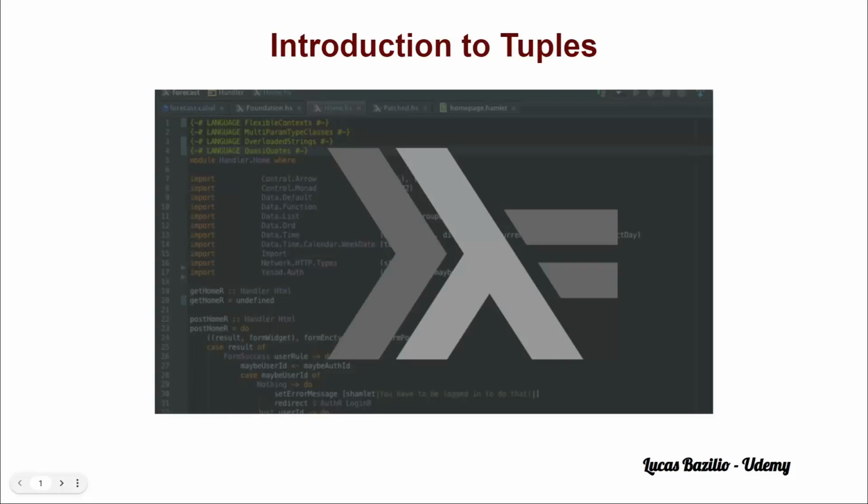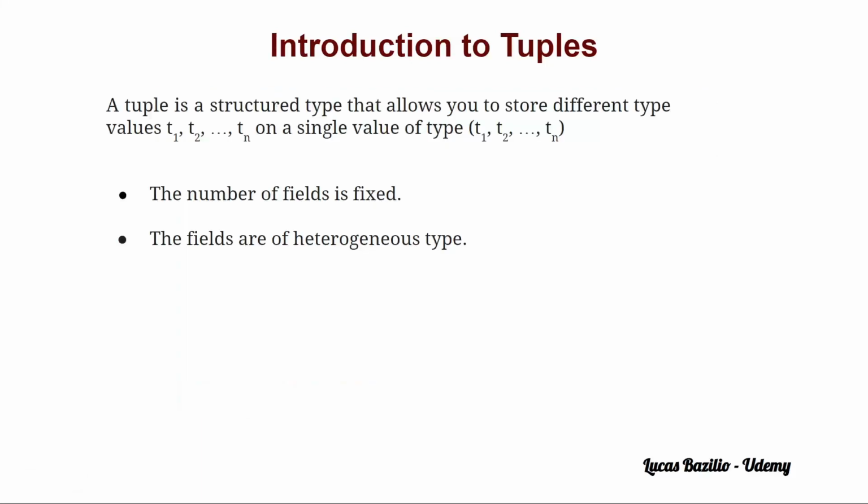Let's begin with tuples. A tuple is a structure type that allows you to store different type values in a single value. Very important, the number of fields that we may have is fixed. It cannot change, so it is static. Moreover, the types are heterogeneous, that is, they do not have to be the same type. Tuples in Haskell are analogous to tuples in algorithmic notation, records in Pascal, or the data type of structs in C or C++.